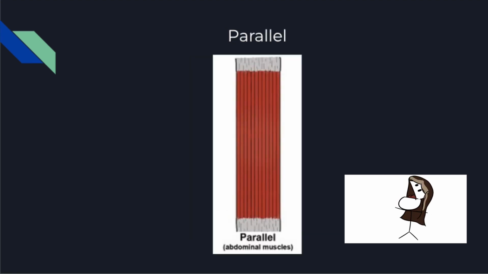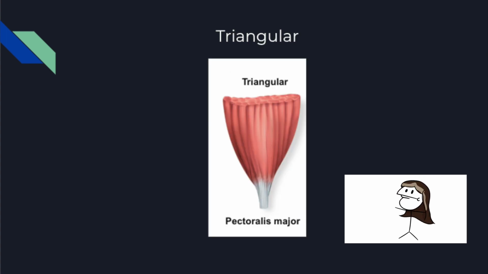The next shape would be parallel, with uniform width and parallel fascicles. Because they have fewer muscle fibers, they are unable to produce as much force. One example of this muscle shape is the rectus abdominis. Another muscle shape is triangular. These muscles are broad on one end and narrow on the other, but are relatively strong due to the many fibers in the wider end. Examples of this muscle shape are the pectoralis major and temporalis muscles.